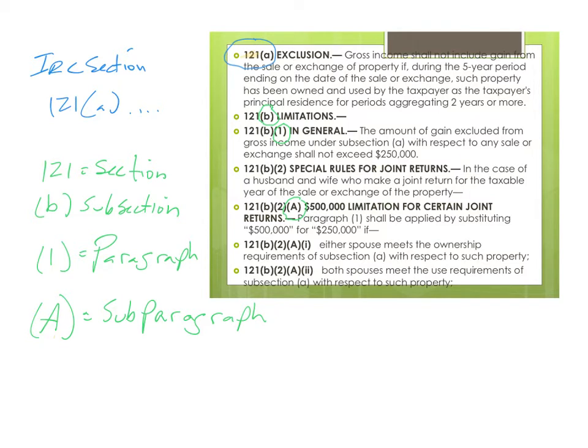And then beyond that, capital A is this little i, and that is the clause, okay? So if we were going to be talking to someone about this particular portion of the code, we would say Internal Revenue Code section 121, subsection B, paragraph 2, subparagraph A, the first clause, states that, and then you would continue, okay?